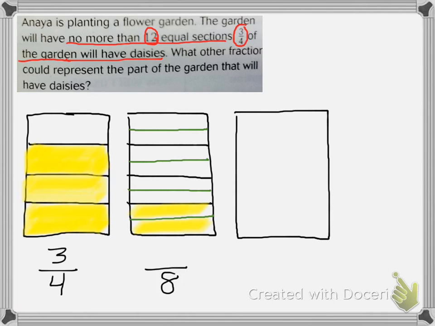There's 2/8 or 1/4. 2 more eighths, or 2 fourths. See how they're equivalent here? 5 eighths, not equal to fourths. 6 eighths, that is equivalent to 3 fourths.